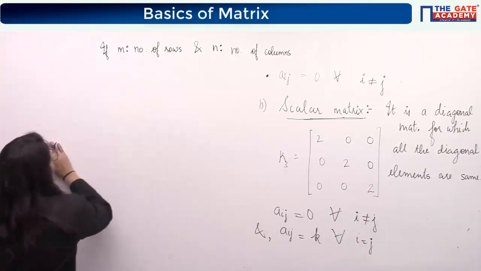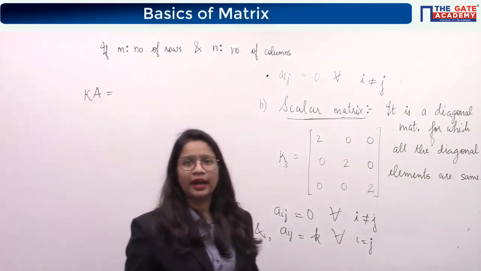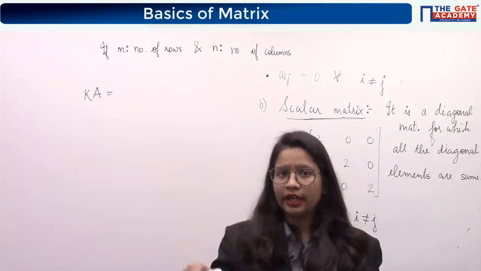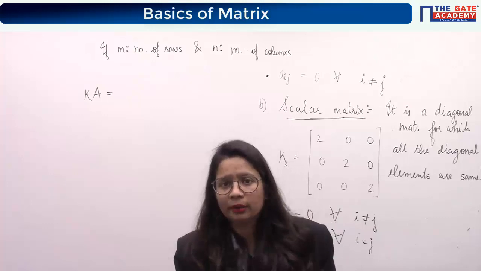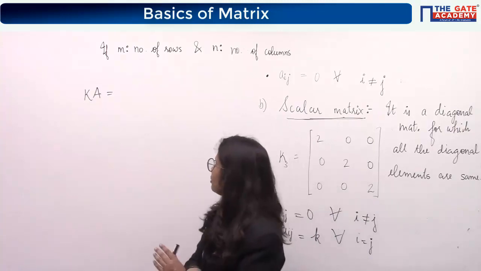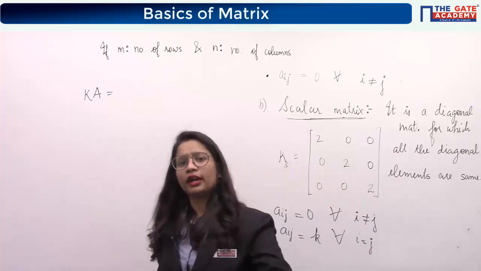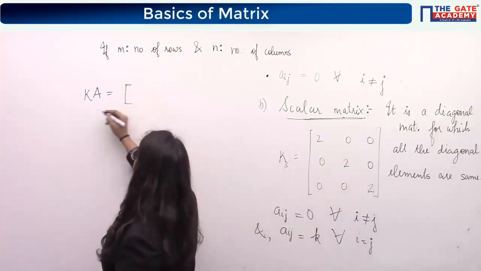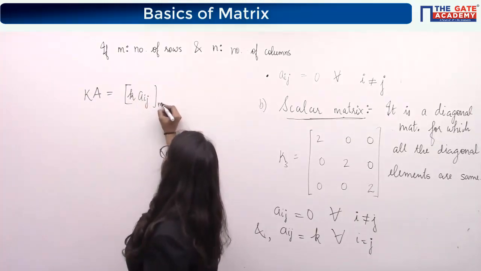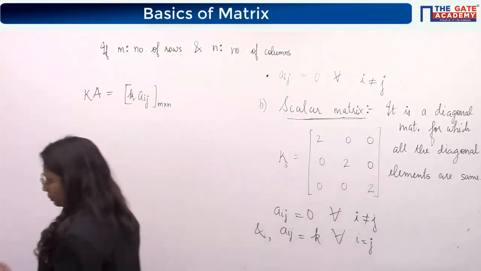The answer will be that if you multiply any matrix with the scalar matrix, what will be the effect? The effect will be that every element of that matrix A will be multiplied by some scalar. Understood or not? What is the effect of this scalar matrix? It will scale every element of A by that factor. So basically I can write this matrix as K times Aij, m cross n.